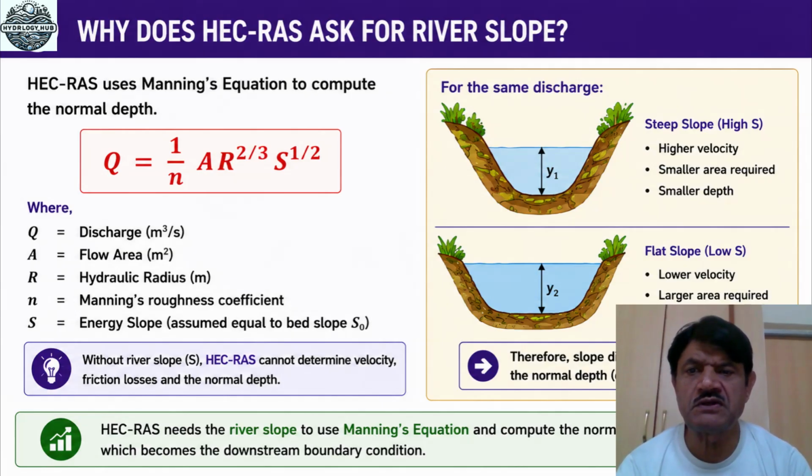Notice something very important. The slope appears under the square root. This means that the slope directly influences the carrying capacity of the river. Without knowing the slope, HEC-RAS cannot determine the flow velocity or the corresponding water depth. That is precisely why it asks us to enter the river slope when we select normal depth.